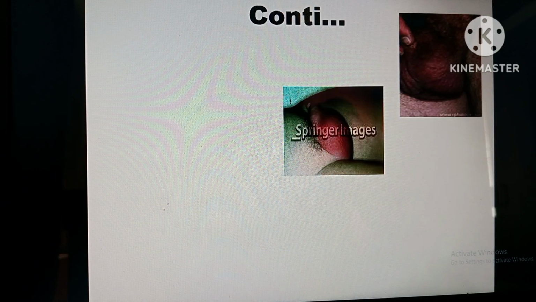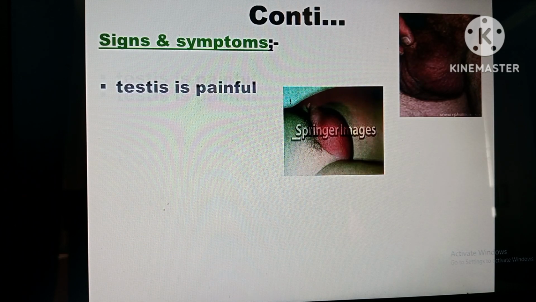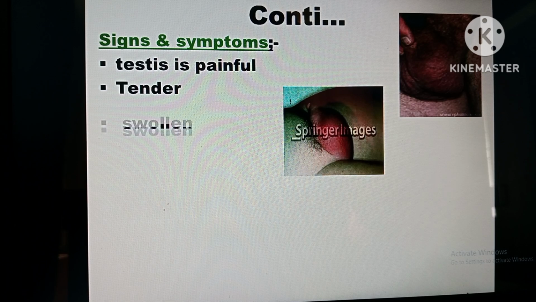So what are the signs and symptoms? You can see in the pictures. The testis is painful, and you can see in the picture how there is tenderness. You can see it is swollen. If it is swollen, of course there will be pain. The redness is due to inflammation.